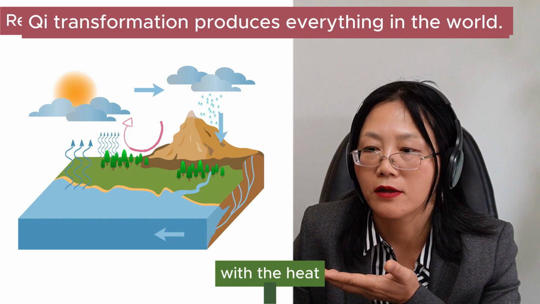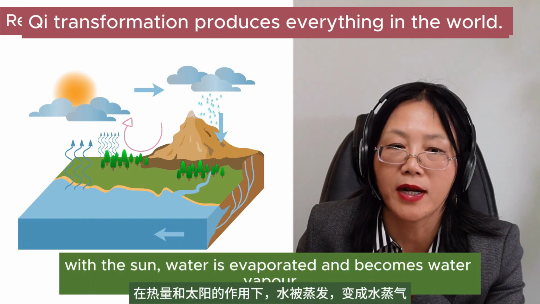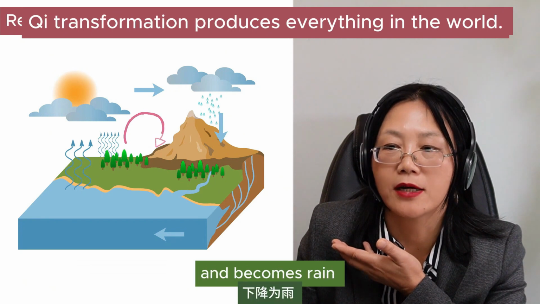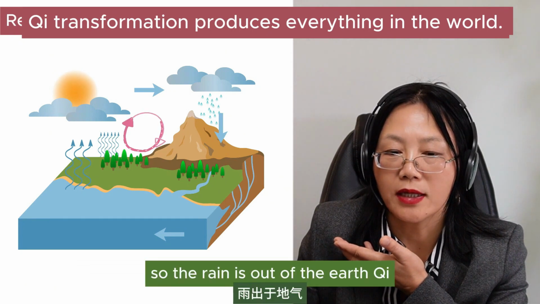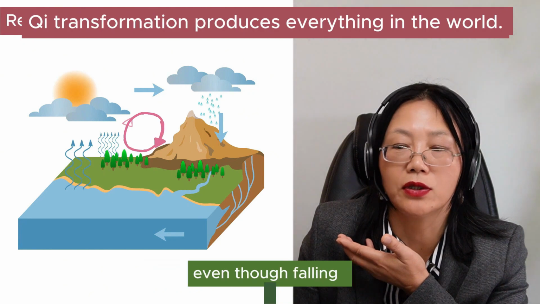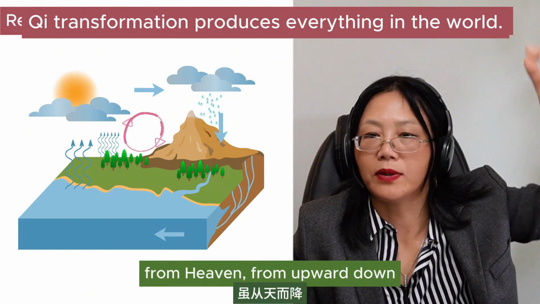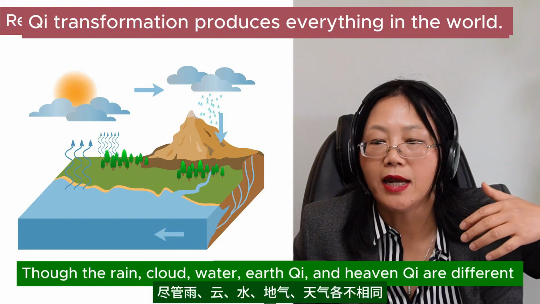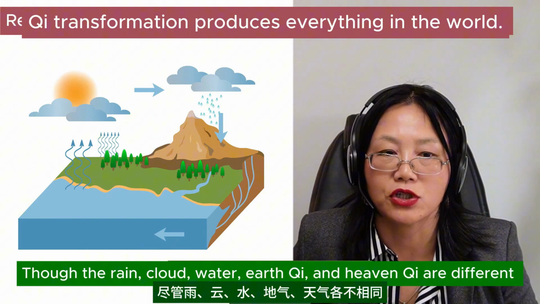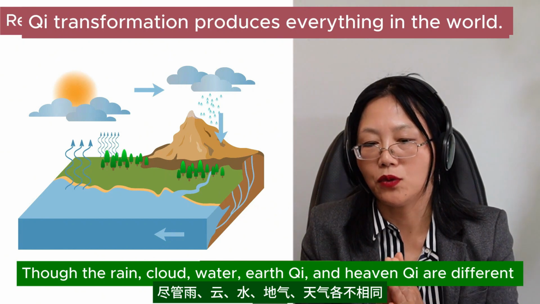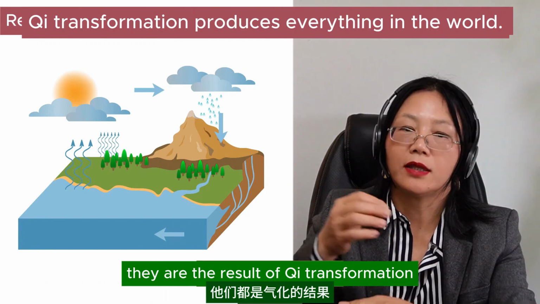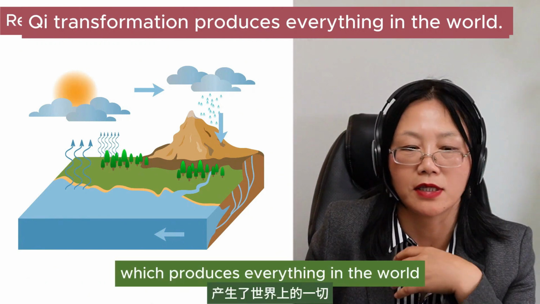With the heat, with the sun, water evaporates and becomes water vapor, and the cloud goes down and becomes the rain. The rain comes out of the earth's qi, even though it falls from heaven, from upward down, but it originated from the earth's qi. Though the rain, cloud, water, earth qi, and heaven qi are different, they are the result of qi transformation, which produces everything in the world.